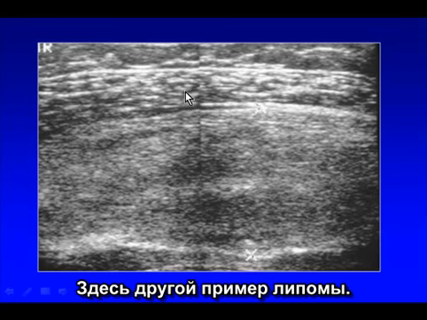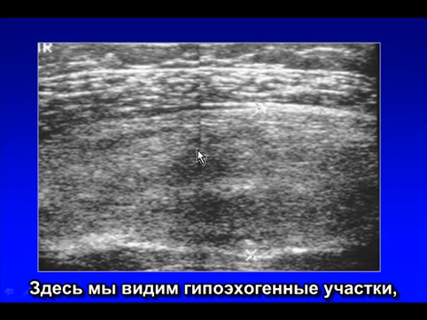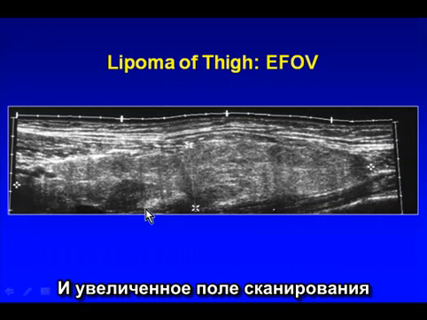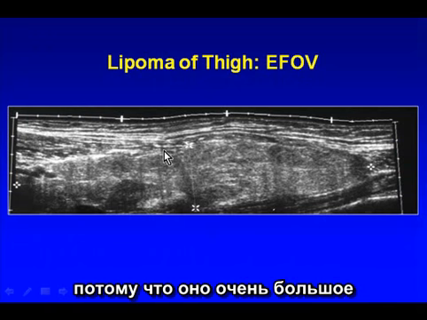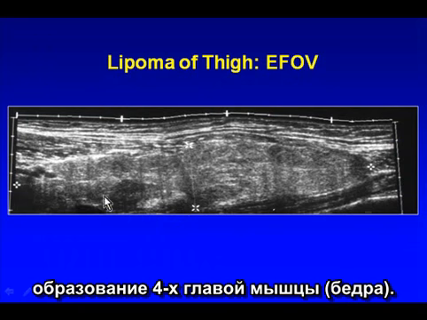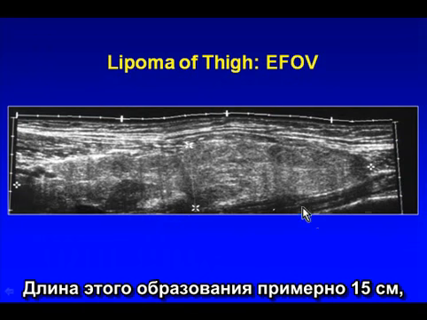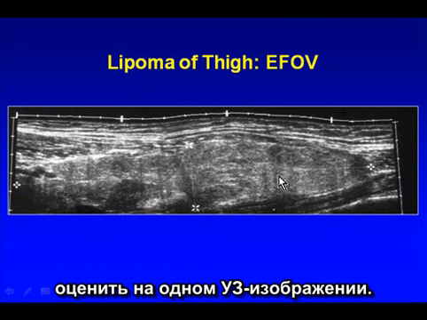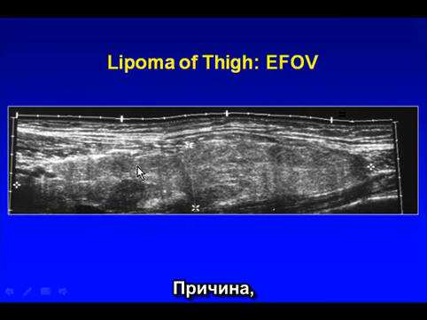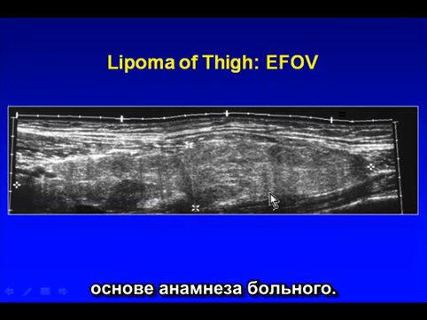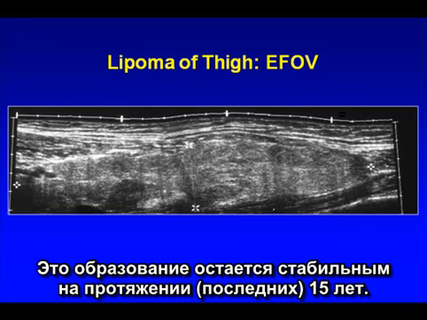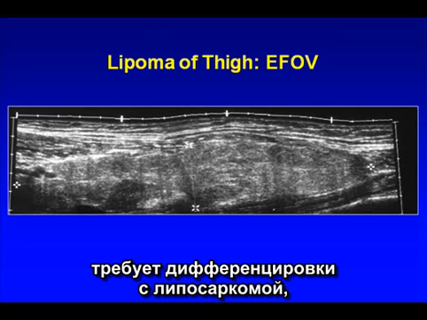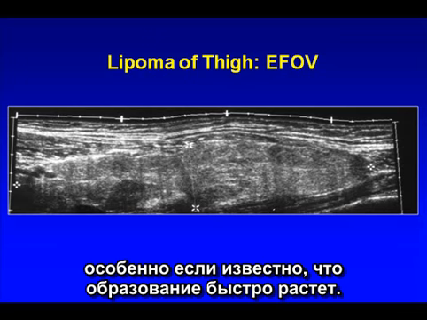Here's another example of a lipoma that has sort of mixed echogenicity within it. There's some hypoechoic areas, some hyperechoic areas within it. And extended field of view really helps you delineate it better because it's a very huge mass that's involving the quadriceps muscles. It's about 15 centimeters in length or even more. And it's something that you will not be able to appreciate all on one image. The reason I know this is a lipoma is that by patient history, it had been stable for about 15 years. But certainly, with a lesion this big, you'd have to put low-grade liposarcoma in your diagnosis, especially if there were a history of recent growth.